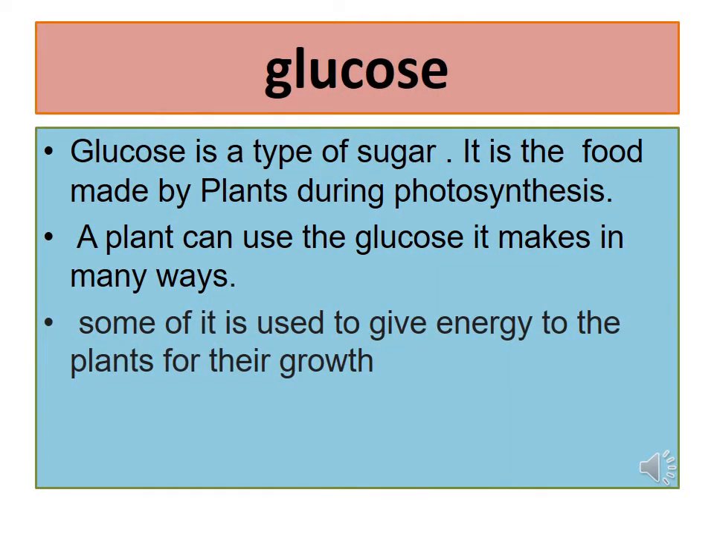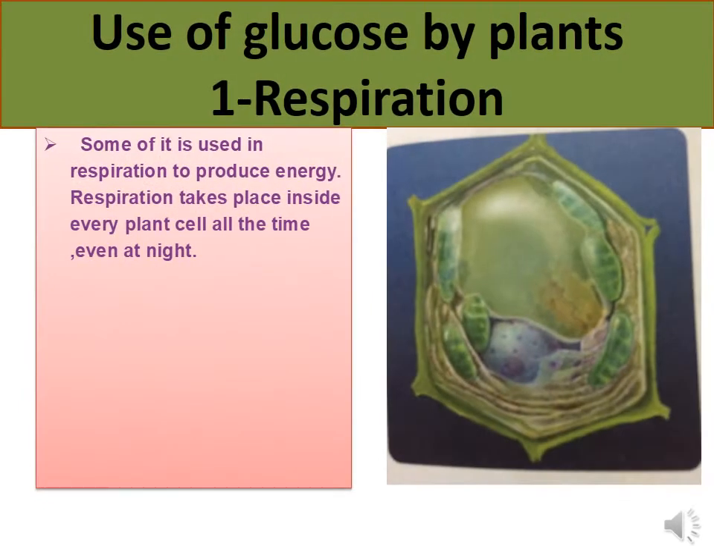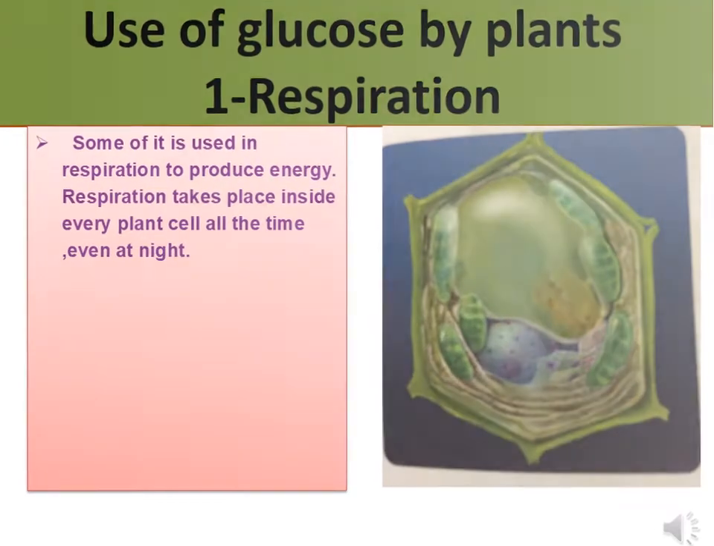Glucose is a type of sugar. It is the food made by plants during photosynthesis. A plant can use the glucose it makes in many ways. Some of it is used to give energy to the plants for their growth. Some of it is used in respiration to produce energy. Respiration takes place inside every plant cell all the time, even at night.